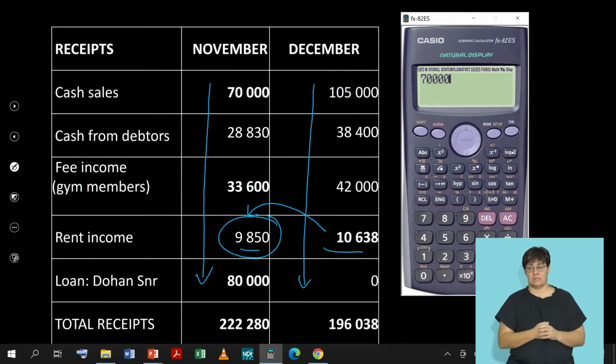So we have 70,000 plus 28,830 plus 33,600 plus 9850 plus 80,000, which will give me a figure of 222,280. There we go.